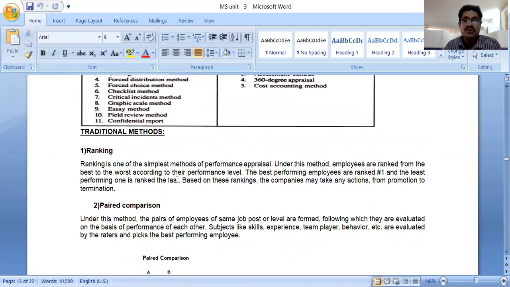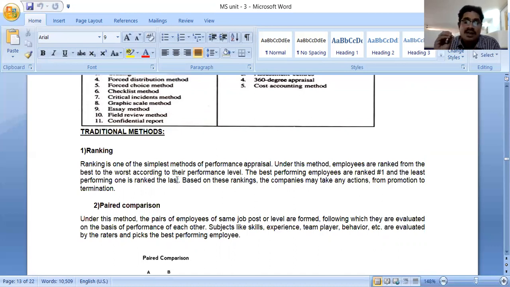So here we should know that all employees are under one roof. The salary is the same, the work is the same, the qualification is the same, and the qualities are the same. So based upon all these factors being the same, we check the performance and give ranks to them. That is called the ranking method.